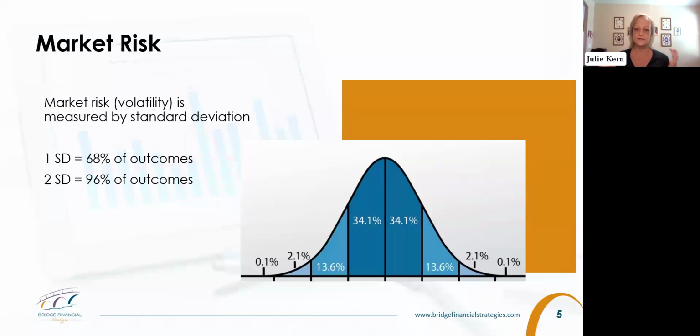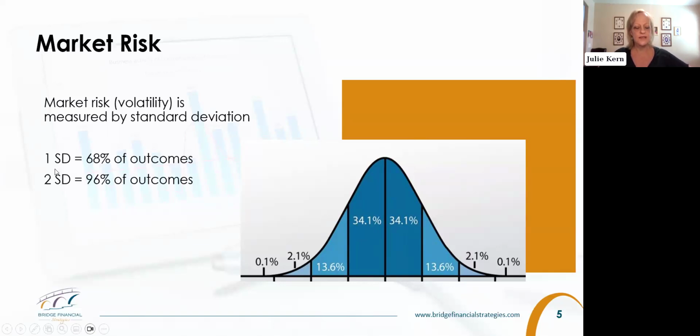Different asset classes have different volatility levels, and we measure those by standard deviation. If you can dial your brain back to maybe high school when you learned about the standard bell curve, which is what we have down here at the bottom. If this line in the middle is the average, then one standard deviation to either side is going to represent 34.1% of the outcomes. So if we add those two together, we get 68%.